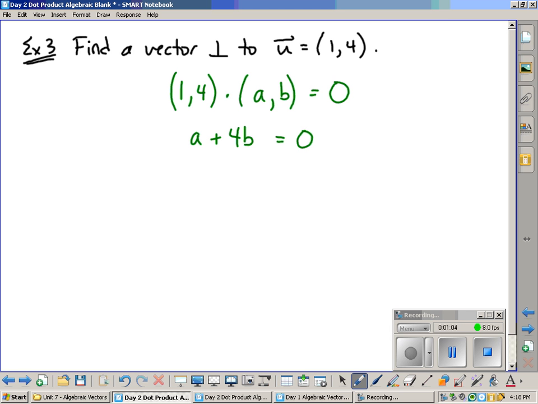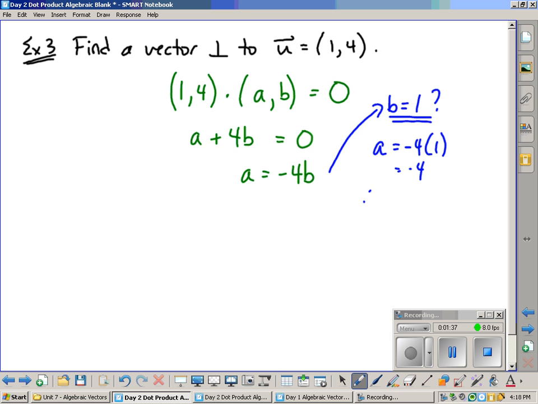So we know that there's lots of vectors that are perpendicular to 1, 4. We just need to pick one. We know that they have to have this property of a plus 4b equaling 0. Now we can shorten it if we wanted. And then all we'd have to do is pick a value for b. So what if b equaled 1? Then we would have a equals negative 4 times 1, which is negative 4. So therefore, our vector would be negative 4, 1.